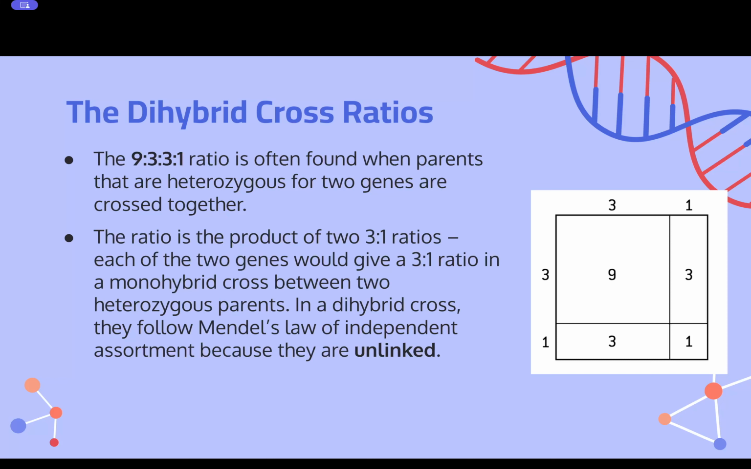So at the top here, that 3-to-1 ratio and that 3-to-1 ratio that emerges from their parents will result in a 9-to-3-to-3-to-1 ratio. In a dihybrid cross, they follow Mendel's law of independent assortment because they're unlinked. Now there's a difference between unlinked genes and linked genes, which I will talk about later.